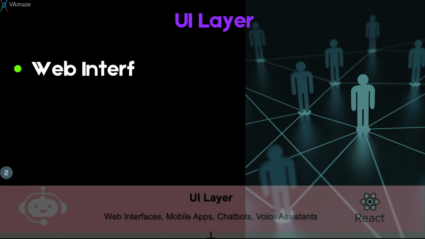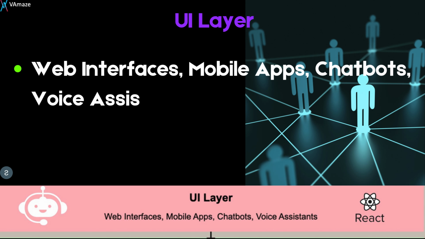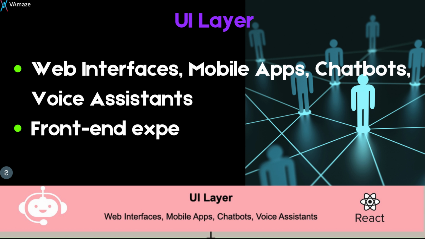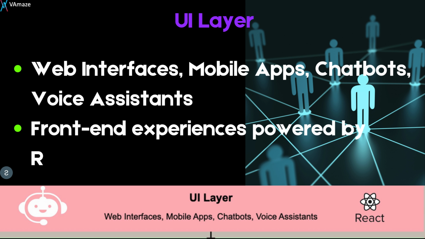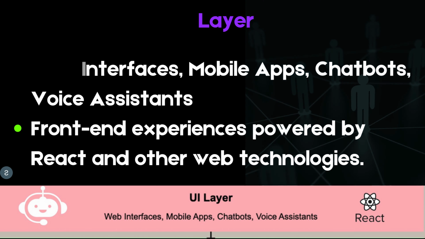Let's look at the final layer, which is the user interface layer. The user interface layer is the front end to the user, which should give the experience to the user. This layer includes web and mobile interfaces, chatbots, and voice assistants that provide a seamless user experience, powered with technologies such as React, and also we have multi-modal applications. It could be visual or voice interfaces that we can enable to interface with the backend system seamlessly.